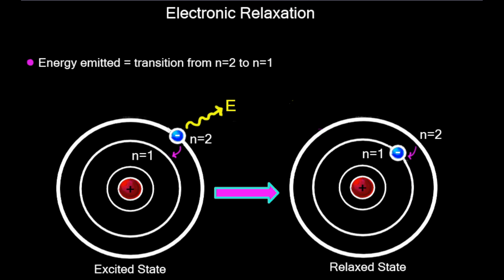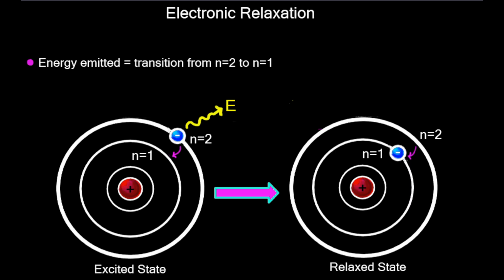The hydrogen atom on the left is in an excited state because its electron is located at n equals 2. The hydrogen atom on the right is in a relaxed state because the electron has transitioned back to n equals 1, which is the ground state and the most stable energy level for this electron. The energy released during this drop is equal to the energy difference between the two energy levels. Here's a quick important note. An electron in its ground state is at the lowest and most stable energy level possible.